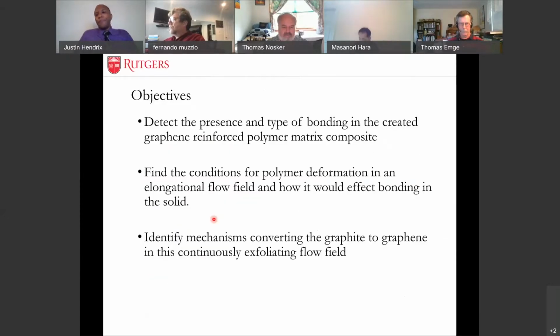Now, the objectives that we're going to talk about: we're going to try to detect the type of bonding that's created in a graphene reinforced composite. Next, we're going to try to find the conditions where the deformation is occurring and the type of bonding that's affected by it. And then, we're going to try to identify mechanisms converting graphite to graphene continuously. So you get an idea of what we're going to do from here on out.